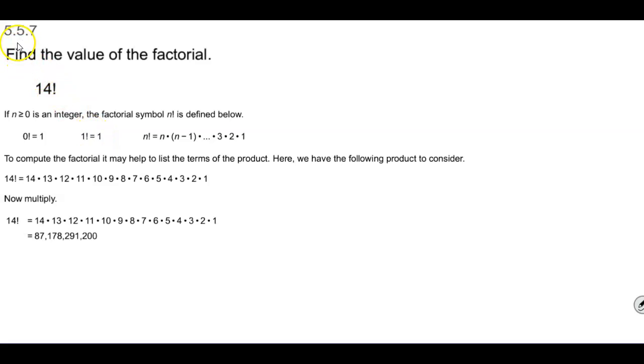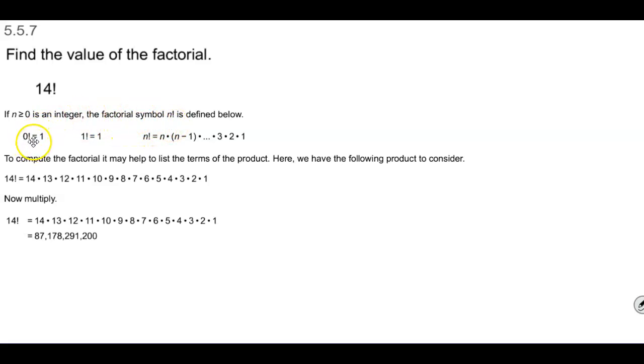In section 5.5.7, we want to find the value of the factorial. Now the factorial symbol is what we see as an exclamation point. So we want to be able to find 14 factorial. Before we do that, let's talk about the definition of the factorial symbol.